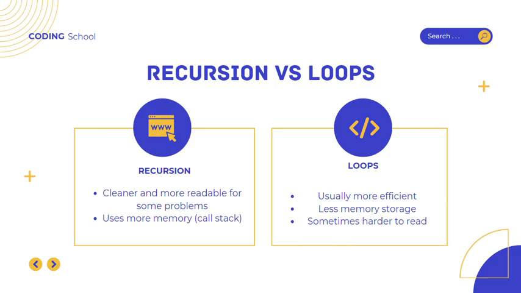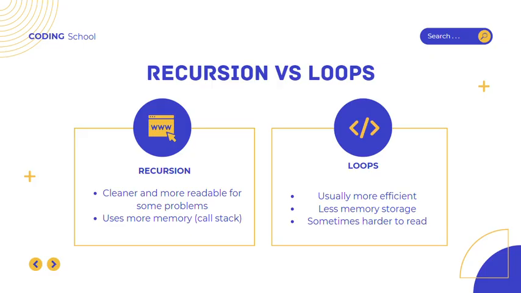Recursion and loops can often solve the same problem. Recursion can be easier to read and understand, but loops usually use less memory. Choosing between them depends on the situation and the problem structure, whether you want to prioritize efficiency or you want to prioritize readability. Now, one of the biggest mistakes with recursion is forgetting the base case or never reaching it.